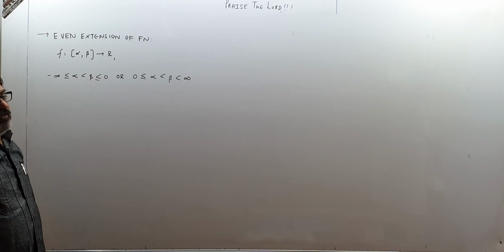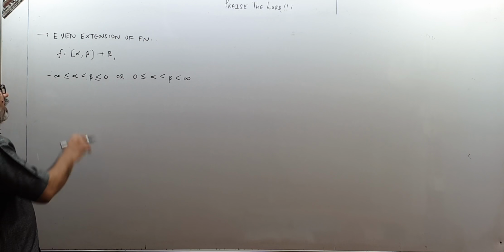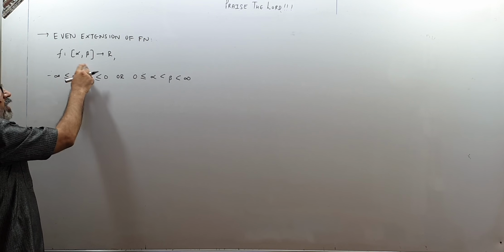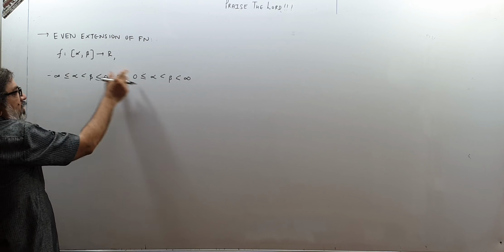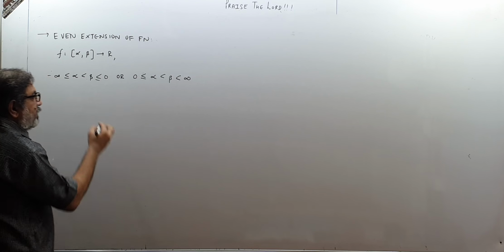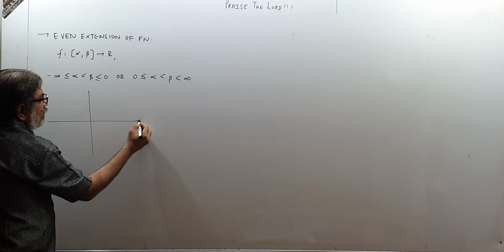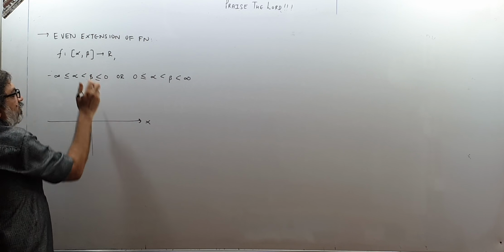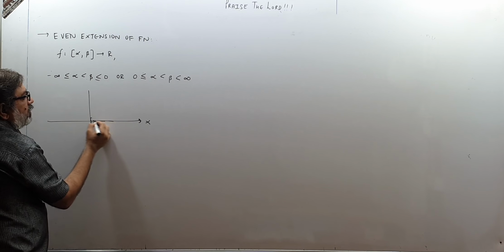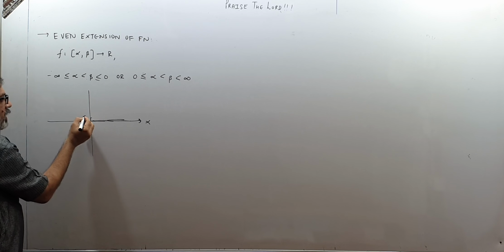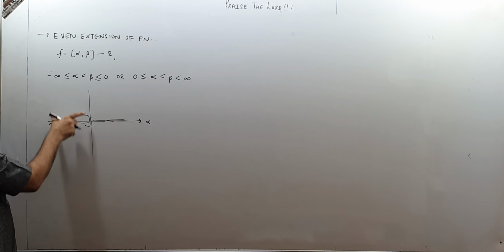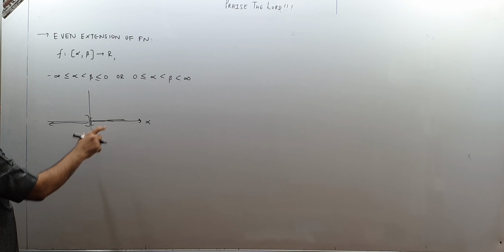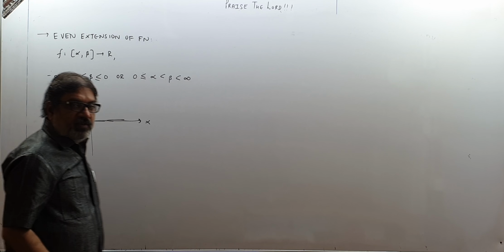If this type of function is there with me, then if f is a function from alpha beta to R, where alpha beta can be purely negative, this interval, or it can be purely on the positive side. Means I am saying if this is our x axis, then this alpha beta interval can start from here, it can go up to here, or it can be only on this side. So the alpha beta interval is either only on the negative side or only on the positive side. That is the first condition.